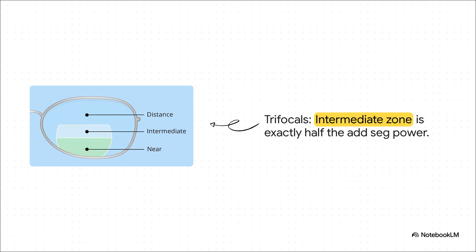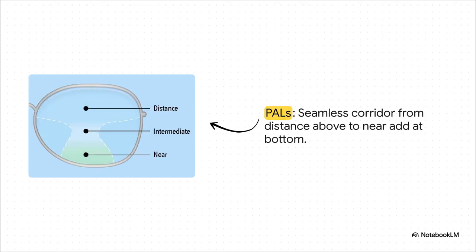We've got the main distance lens at the top, the near segment at the bottom, and this specific intermediate stripe sandwiched right in between. The major OKAP pearl here is that this intermediate zone power is exactly half of the near add segment power. This beautifully gives the patient clear vision in that 67 centimeter to 40 centimeter range, perfectly bridging that pesky computer distance gap. Alternatively, of course, we use PALs, progressive addition lenses.